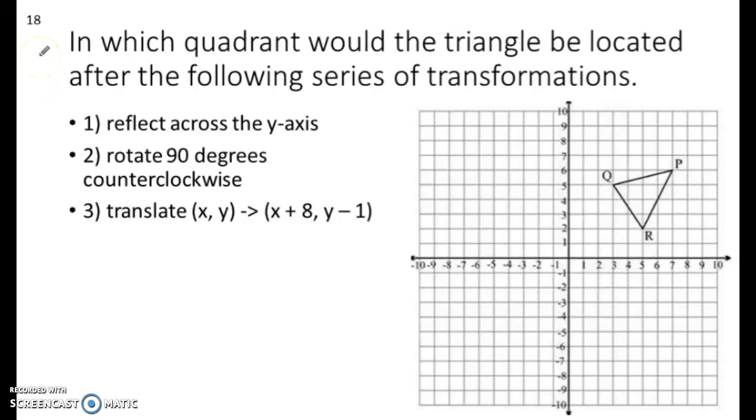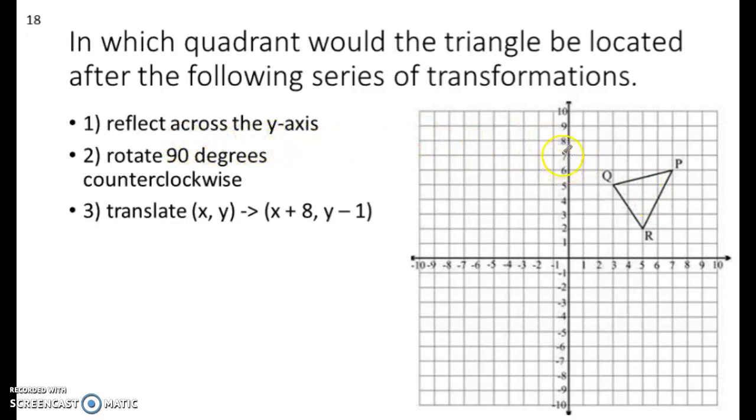In which quadrant would the triangle be located after the following series of transformations? Okay, so I am not actually going to graph each of these perfectly. I'm just going to try to imagine where it's at. So I'm going to take my triangle, and when I do it, I'm going to turn it into a blob.